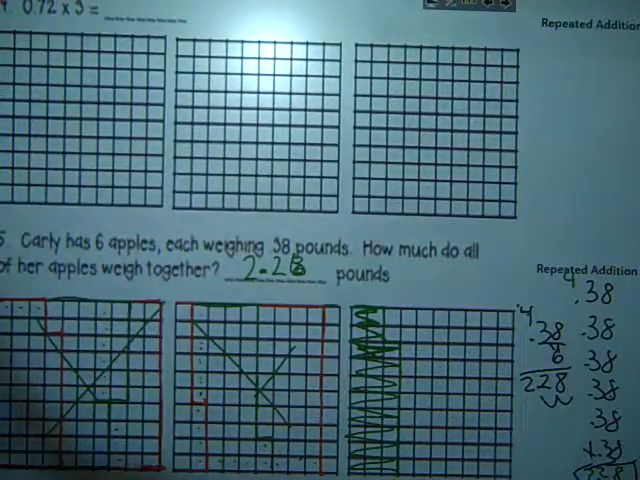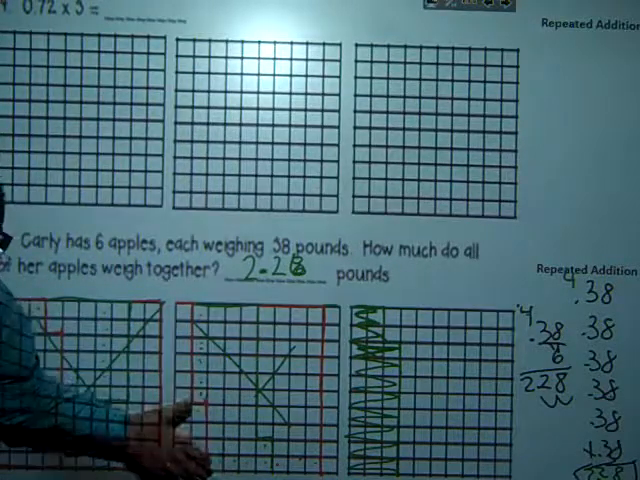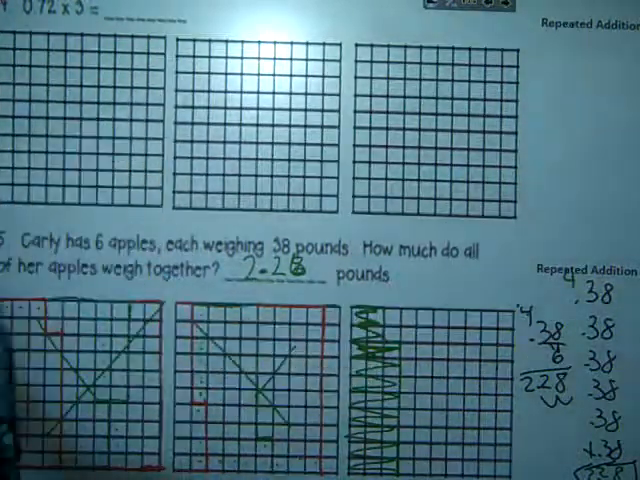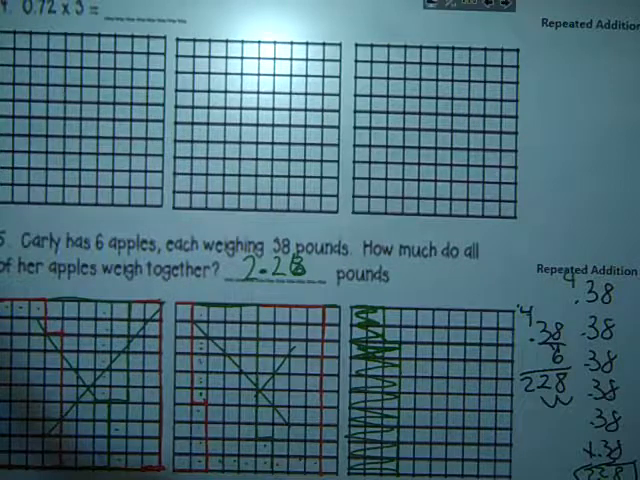Which one of these ways is the shortest or the fastest? The algorithm, right? Okay. But you have to know how to do this coloring. Is it okay to use more than 1 whole? Yes. Sometimes you're going to need to go more than 1 whole. That's okay. This is 1 whole, 2 wholes, and 28 are shaded out of 100. 2 and 28 hundredths. Does that make sense, everyone? Yes? Okay.